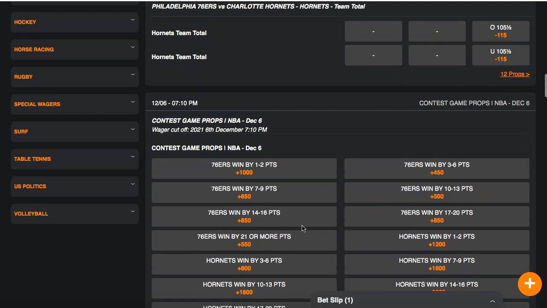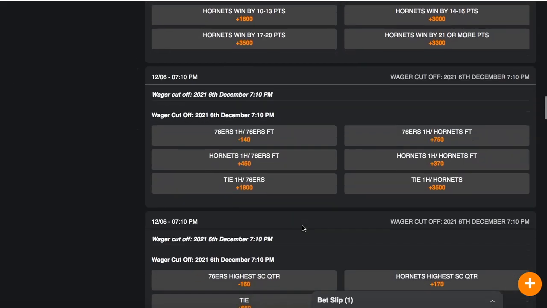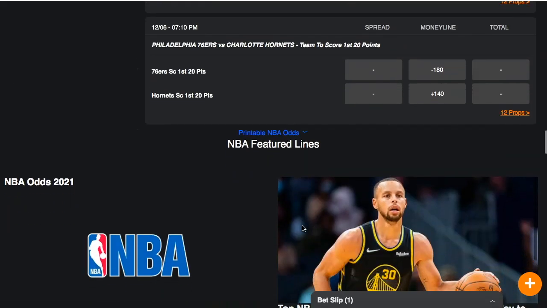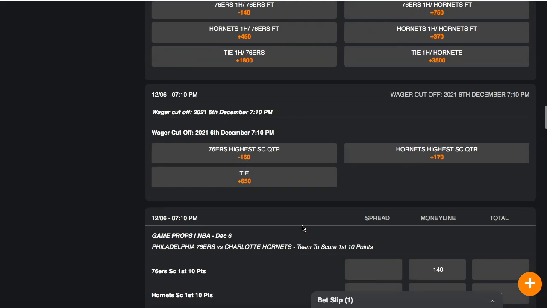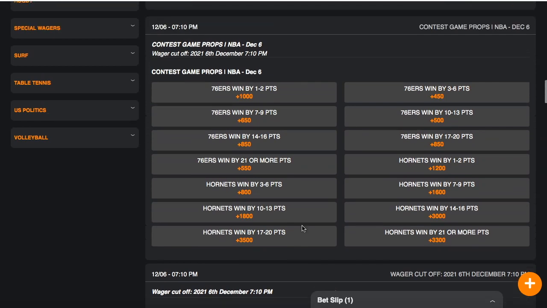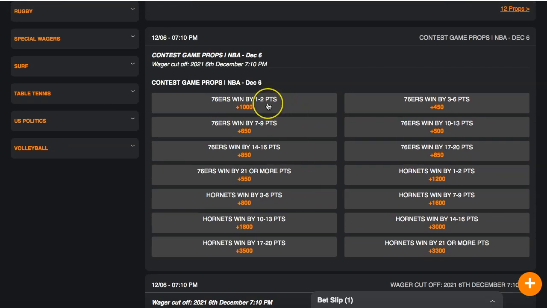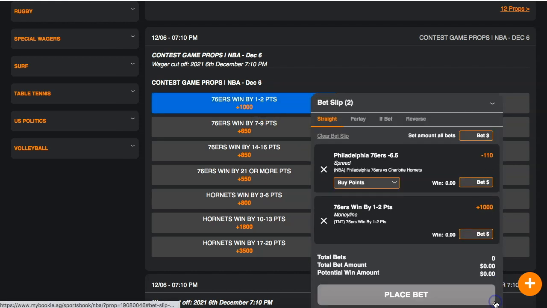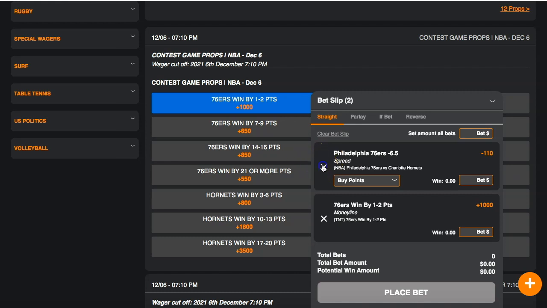sometimes there's gonna be different prop bets with players as well, where how many points they score. I don't see any for this game, but there are some other interesting prop bets over here. So you could pick, okay, if you guess the exact amount, right? Let's say you think the Sixers are going to win, and you think they're going to win by 1 to 2 points. That's a plus 1,000, meaning if you bet $1,000, you would make 10,000. That's what a plus 1,000 means.